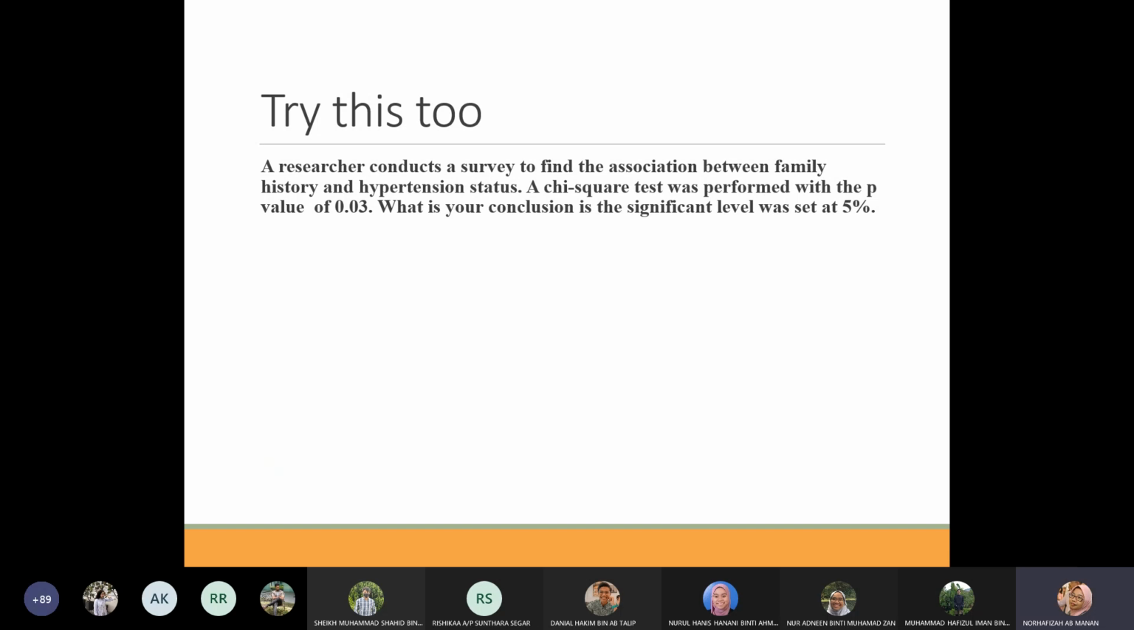What about this one? A researcher conducts a survey to find the association between family history and hypertension status. A chi-square test was performed with a p-value of 0.03. What is your conclusion if the significance level was set at 5%? Reject the null hypothesis. Since the p-value is less than 5%, we reject the null hypothesis, and we can say that hypertension is associated with family history.